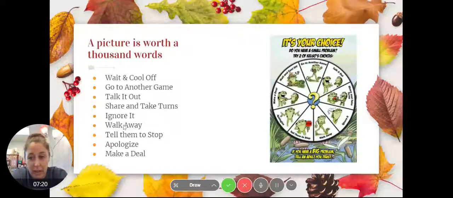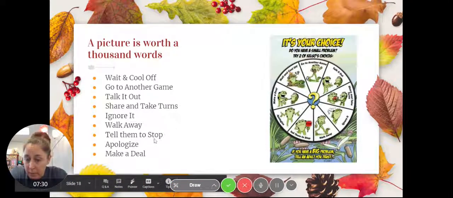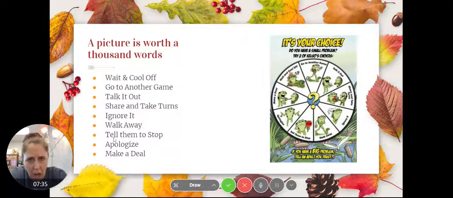Another way is to walk away. This can happen with siblings at home, cousins at home, people in the neighborhood. Just say, "You know what, I'm going to take a walk. I'm going to go play over here." You can tell them to please stop. Make sure you use please. I hear a lot of kids go, "Stop." And that means you've let it go too far.